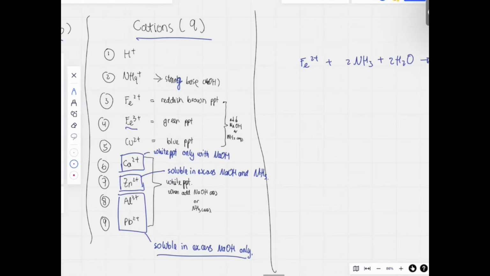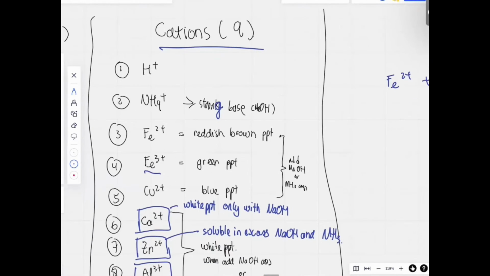So to test number 3, 4, 5, you either use NH3 or sodium hydroxide. Then you get the same result: reddish brown precipitate, green precipitate, and blue precipitate. Except for the Co2 plus. Co2 plus is a little bit complicated.